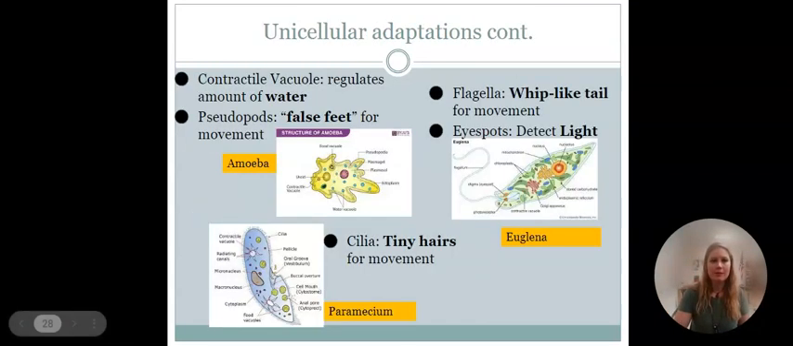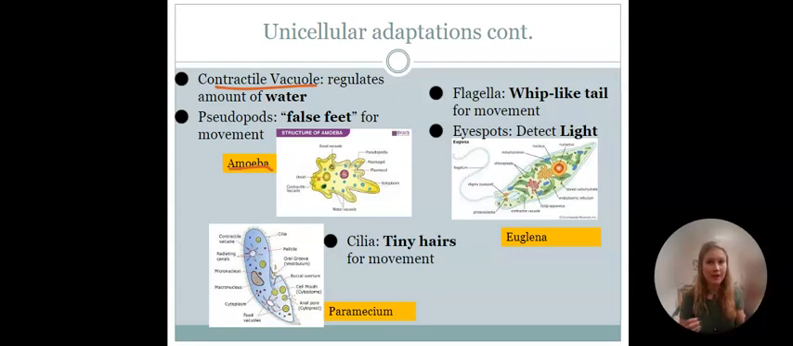And then the last couple things, talking about unicellular adaptations. So these are specifically going to be unicellular or single-celled organisms. The most famous ones that you're going to need to be familiar with are the amoeba, which is right here. The amoeba has two adaptations you need to be familiar with. The first one is a contractile vacuole. It is responsible for regulating water.